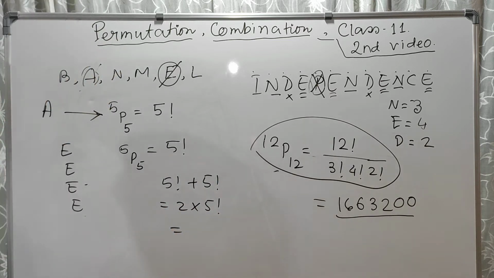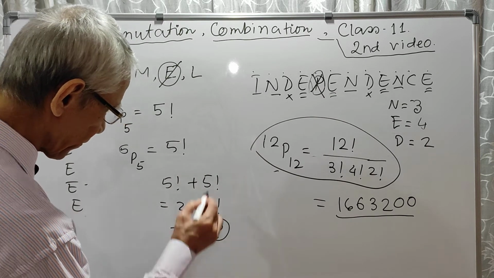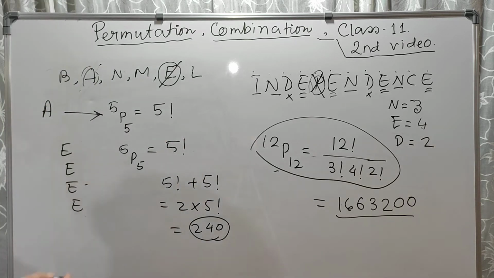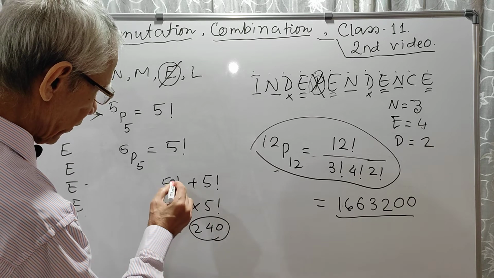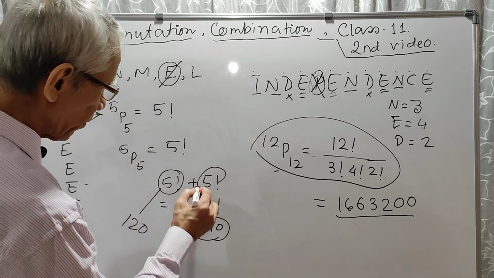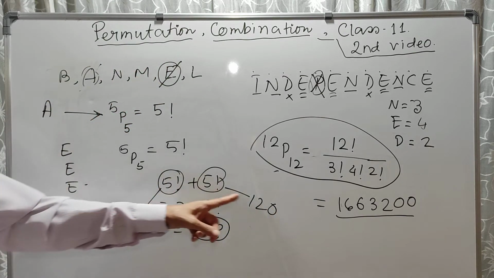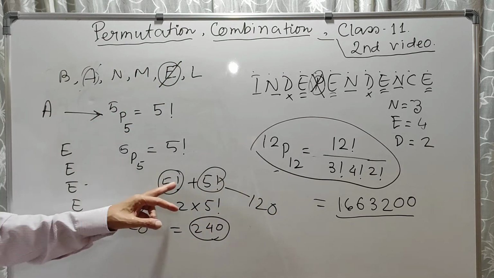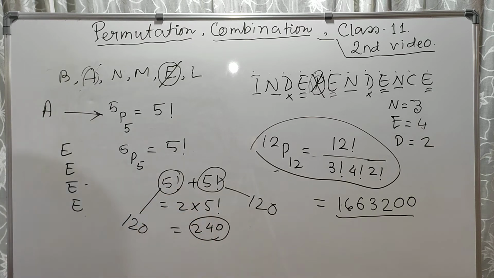Now 2 into 5 factorial will become 240. So this is the answer. 5 factorial is 120, so this 5 factorial value is 120. So 120 plus 120, you can do it that way also. 120 plus 120 is 240, or 2 into 5 factorial is 240.